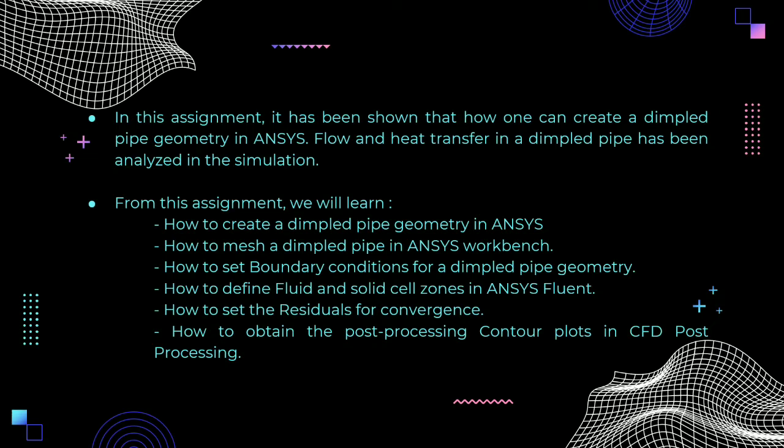From this assignment, we will learn how to create dimple pipe geometry in ANSYS, how to mesh a dimple pipe in ANSYS Workbench, how to set boundary conditions for dimple pipe geometry, and how to define fluid, solid, and solid cell zone in ANSYS Fluent. Also, how to set a residual for convergence, and last but not least, how to obtain post-processing contour plots in CFD post-processing.